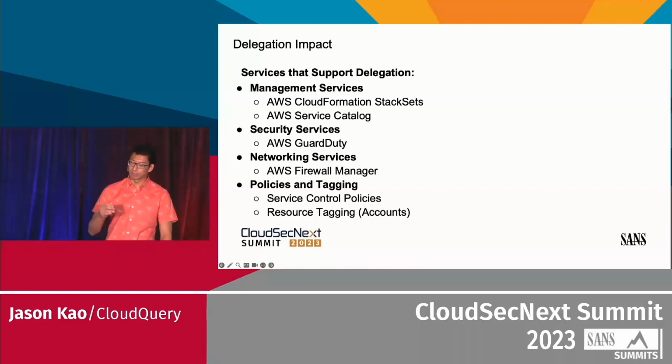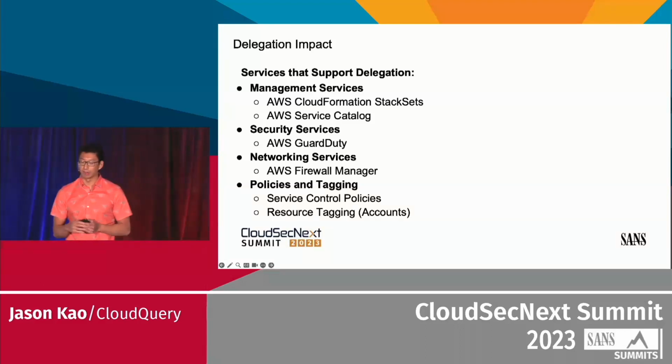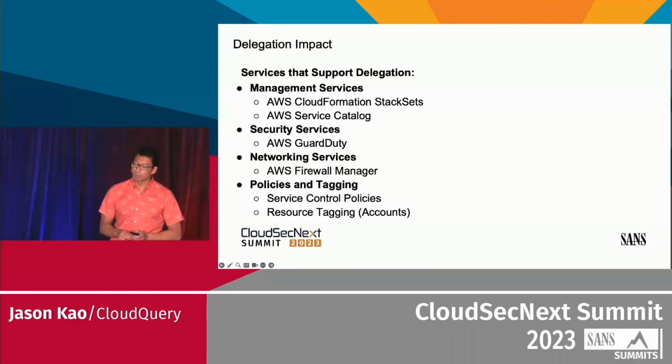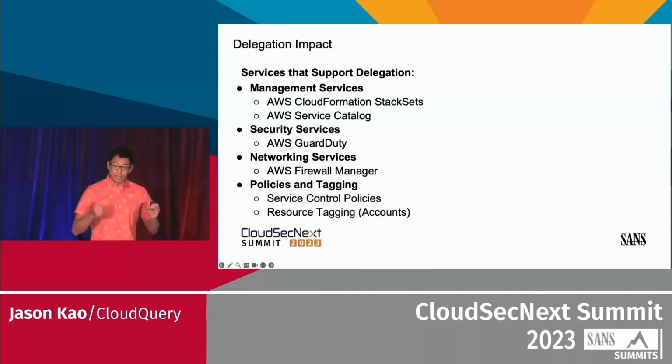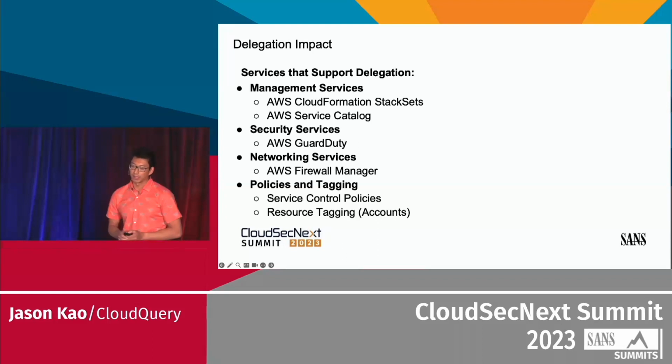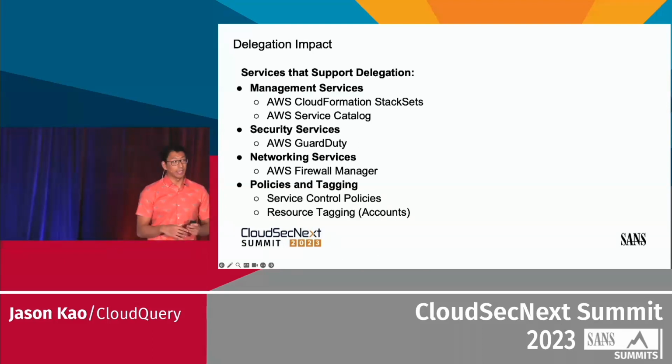For management, there's CloudFormation StackSets, which allows us to deploy resources in multiple accounts. There's Service Catalog, right, using an IT service catalog to manage some of that as well. Security services such as GuardDuty, networking services such as AWS Firewall Manager, and lastly, what we talked about, policies and tagging, right? So we can use service control policies from a delegated admin through the resource-based policy, and also resource tagging accounts. And again, one of the things here is that we can actually tag accounts, we can tag OUs, as well as a different type of resource tagging in AWS.